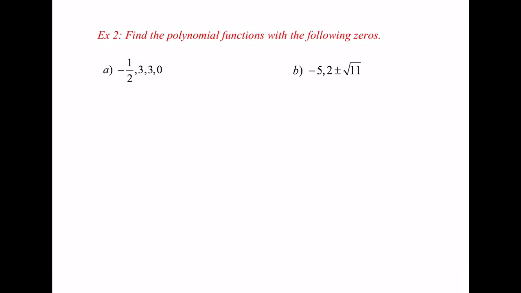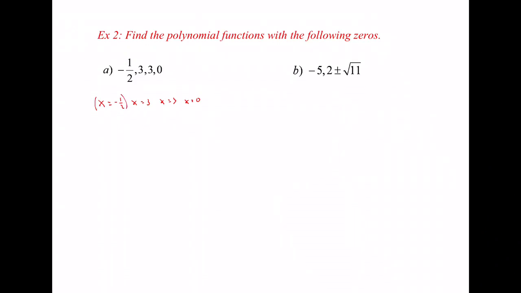And then the last thing is find the polynomial function with the following zeros. So I'm going to give you the solutions, or the zeros, and now I want you to work backwards to create the function itself. So if you think about this, if this was our solution, x equals negative 1/2, x equals 3, x equals 3, and x equals 0, now I got to figure out what the factors are.